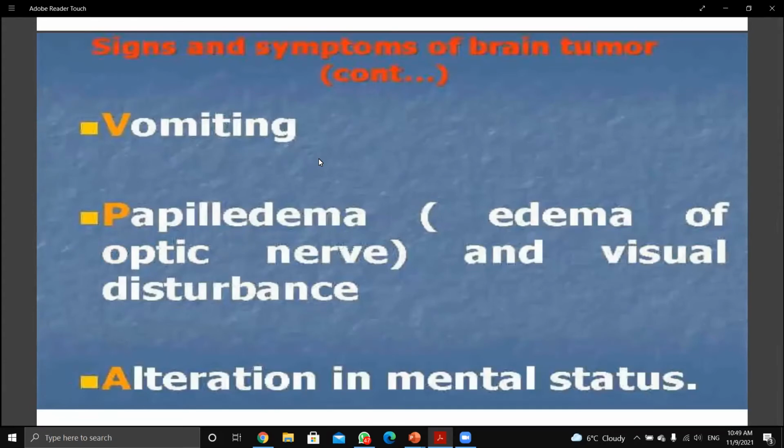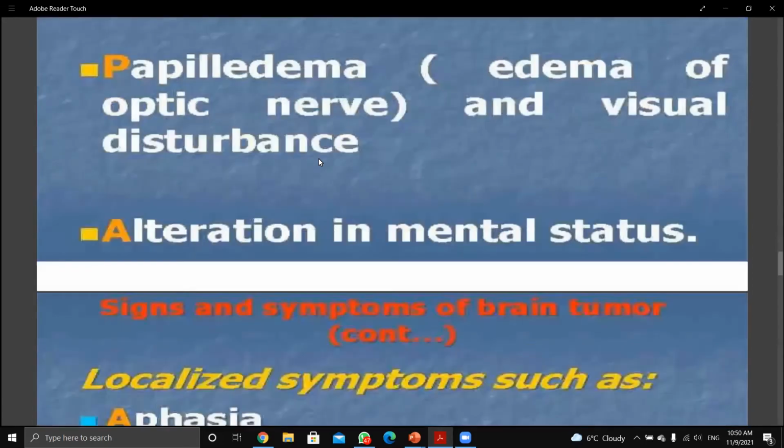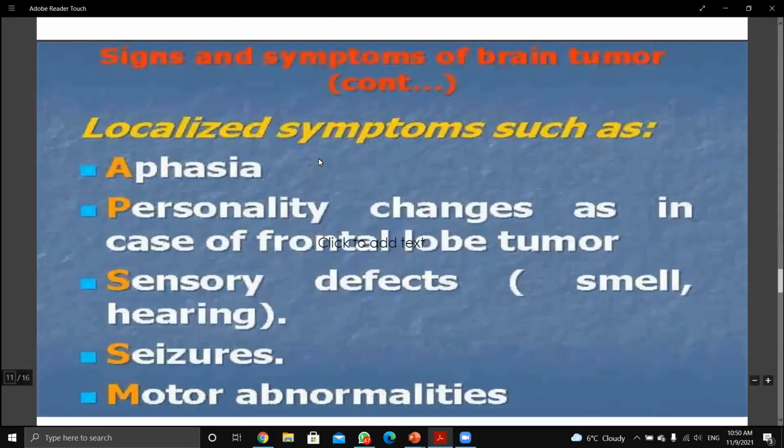Also, we have symptoms like vomiting and papilledema. Papilledema is edema of the optic nerve and visual disturbance. Alteration in mental status. And also localized symptoms such as aphasia and personality change, as in the case of frontal lobe tumor. And also sensory defects in smell and hearing, and also seizures and also motor abnormalities.